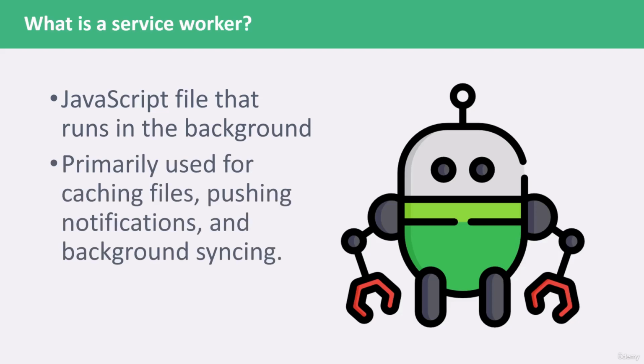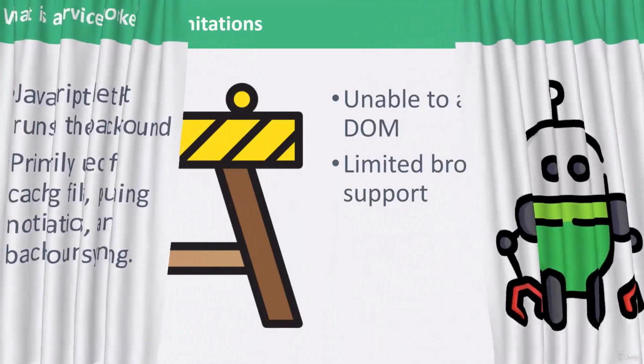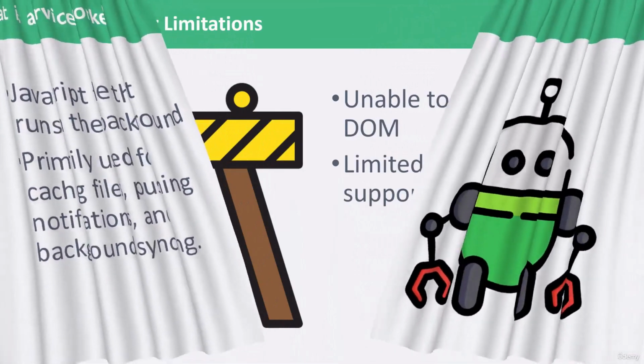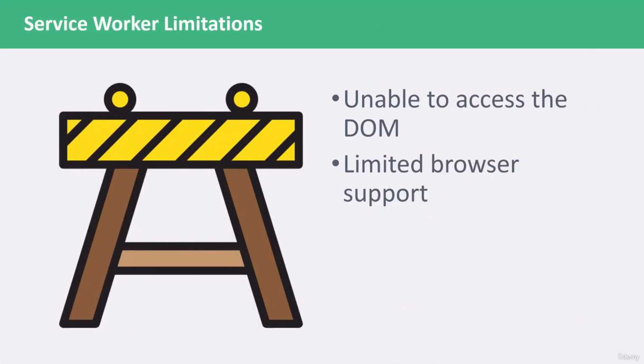We can perform a couple of tasks with service workers. We can cache files, push background notifications, and sync the application. Service workers are where we can write a majority of progressive features. There are some limitations with service workers you should be aware of. Firstly, they don't have access to the DOM.